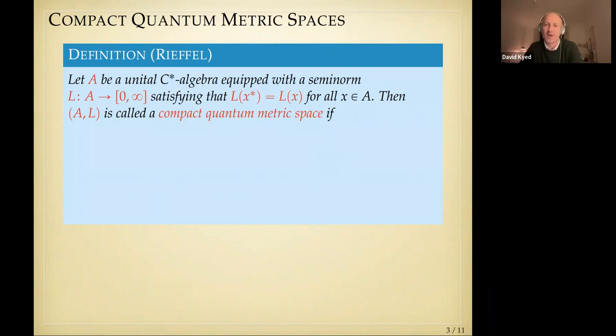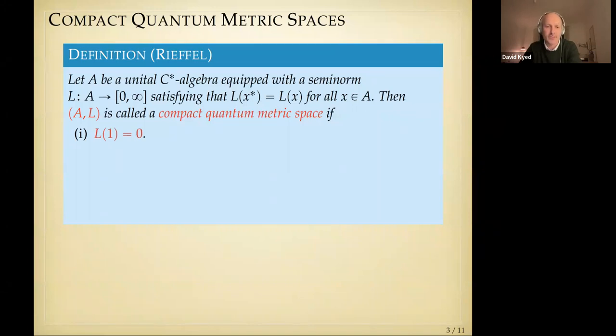So the first and maybe least severe axiom is that the semi-norm is supposed to vanish on the unit of the C-star algebra in question. So you see right away that it's something which is quite different from the ordinary C-star norm, which takes the value 1 at the unit. And I'll give you an example in a few lines that will tell you why this is reasonable.